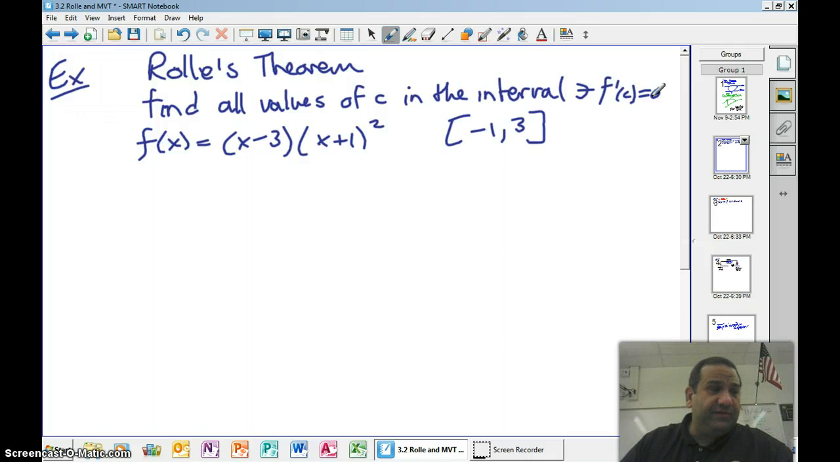So the first thing we have to do is check if this thing is continuous and differentiable. So is this differentiable? Absolutely. There's nothing that's going to give me any undefined action or something. All right? So differentiable means continuous. So this guy is differentiable. It's the first thing you've got to check.